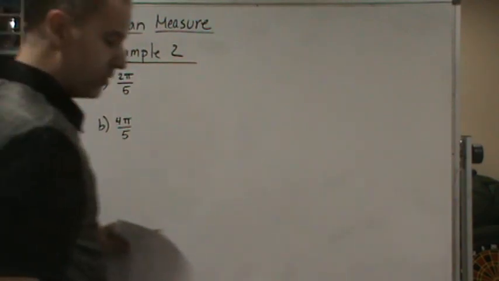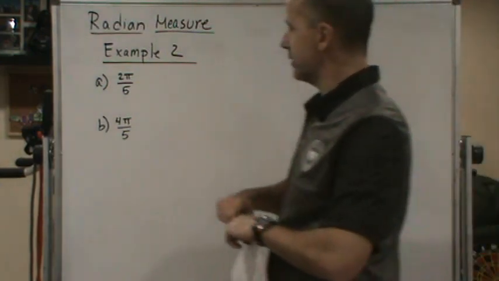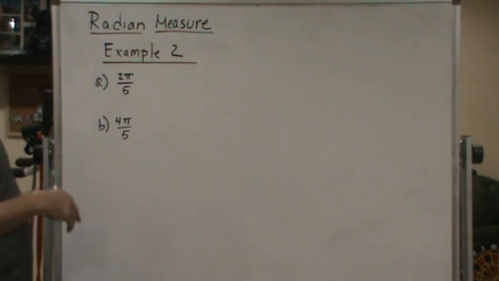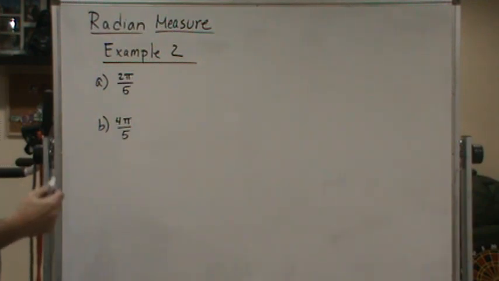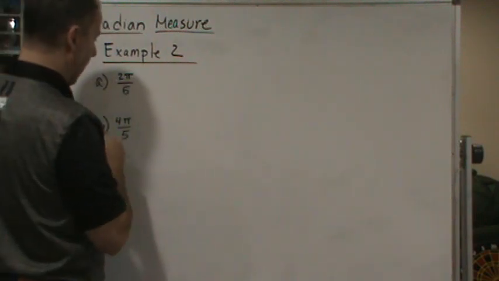Okay, welcome back. Now let's do an example dealing with complementary and supplementary angles. So let's take each part, okay? So let's find the complement and supplementary angle of 2 pi over 5, okay? So how do we do that?